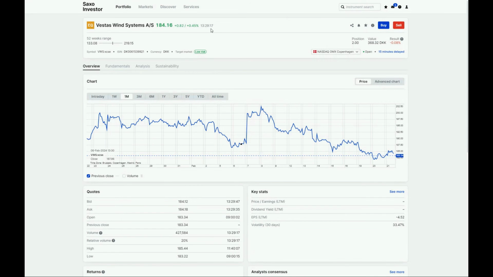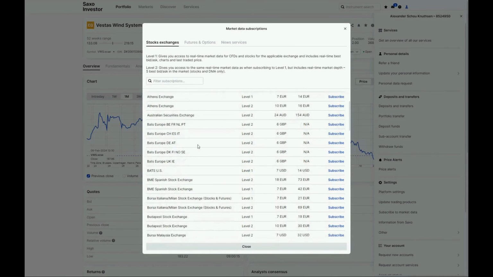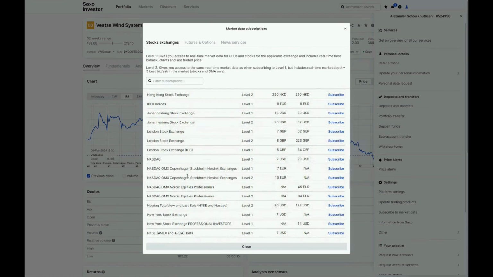When we're looking at Vestas here, you can see the price says 13:29, basically 1 p.m. and 29 minutes. Over here on the right side, it says 15 minutes delayed as well. If you want this in real time, you are able to subscribe to market data, find the specific exchange that you're looking at. For Vestas, that would be the Copenhagen, Stockholm, Helsinki exchange. As you can see, it costs €7.